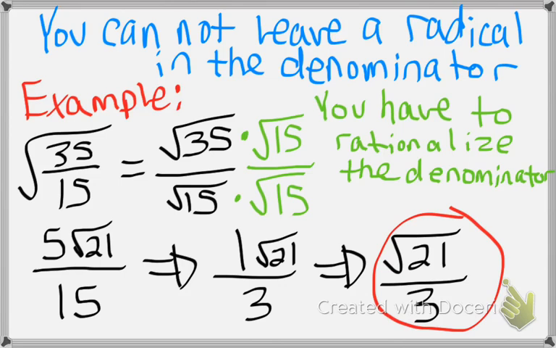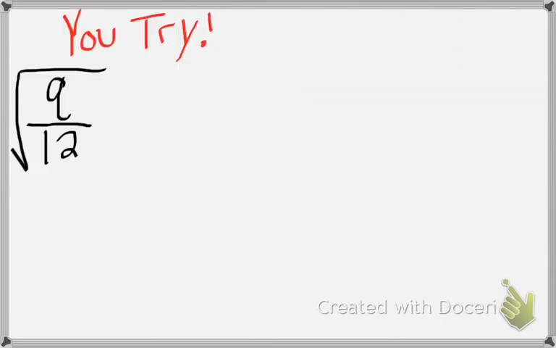Now let's do another example of that. Take a moment. Try this one. See if you can simplify this one further. And I'll give you a hint. You could simplify that square root of 12 first, and then you can rationalize your denominator. You don't have to, but you can. Give this one a shot.